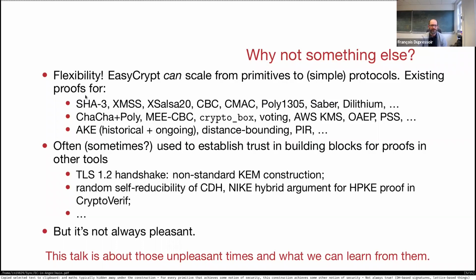SHA-3, don't look at it. This is a proper primitive. XMSS, same thing. It's a proper primitive. The proof for it is a massive engineering effort. XSalsa20, it's a relatively easy proof, and it's really elegant. And it's actually more of a construction proof in a sense. So it looks like a primitive, but it's actually a construction, and it's quite neat as a starting point.